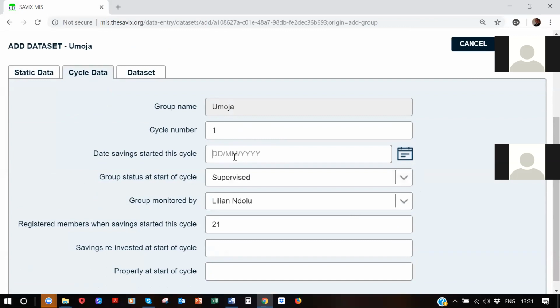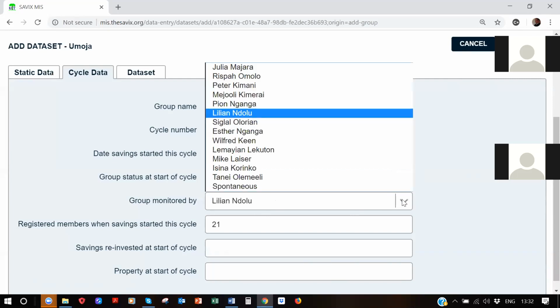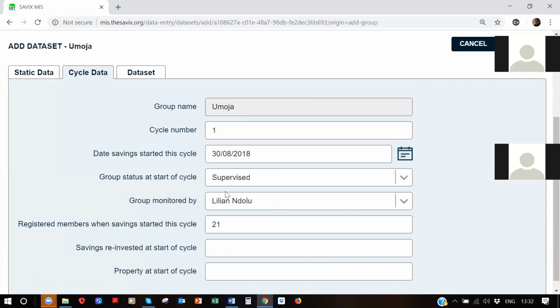The date saving started this cycle is 30/08/2018. The group is supervised. You can choose supervised or self-managed, but we say supervised. Then it says group monitored by. It is still Lillian Ndolu. It hasn't changed. But the number of members has changed. It's gone from 21 to 23.